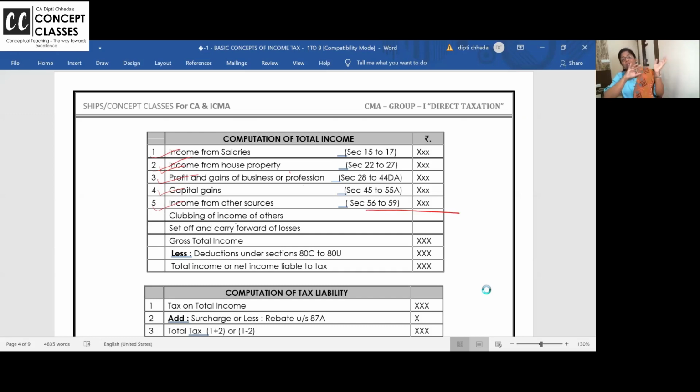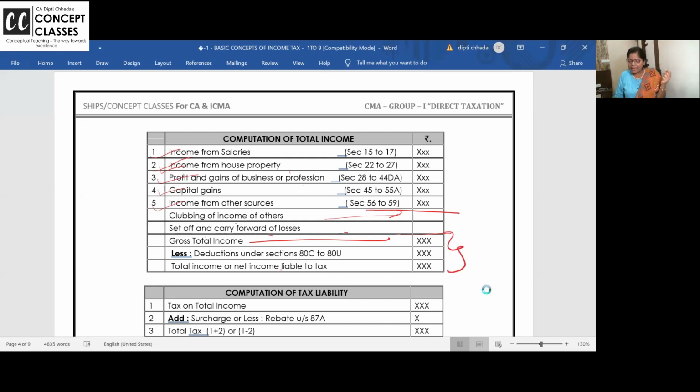Clubbing means others' income may be added in, like my minor son's income will be added in my hands. Done. Set off and carry forward of losses, and then you get gross total income. Actually, gross total income is your income on which you should pay tax. But the government is giving some deduction. Oh, you are putting the money in PPF. Good, take a deduction. Pay tax on less income.